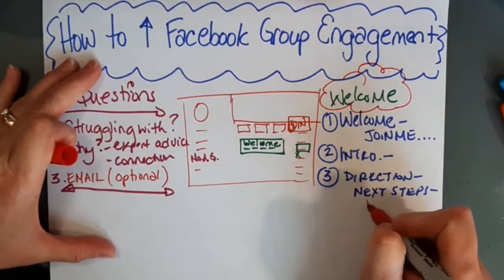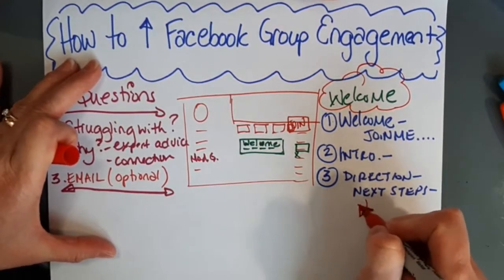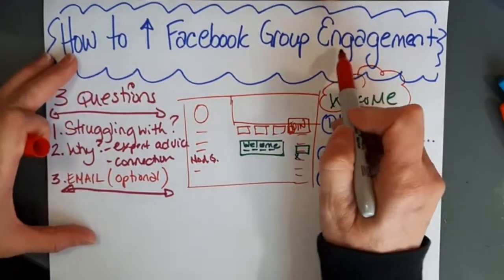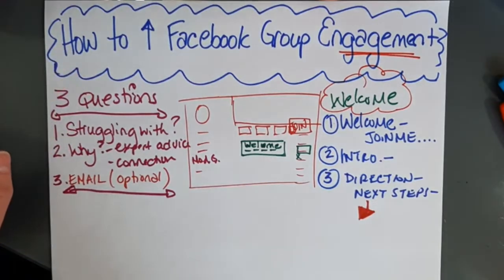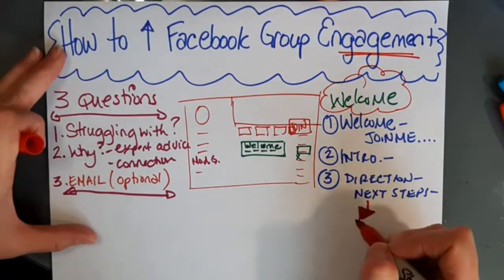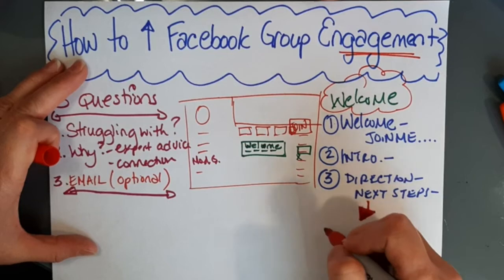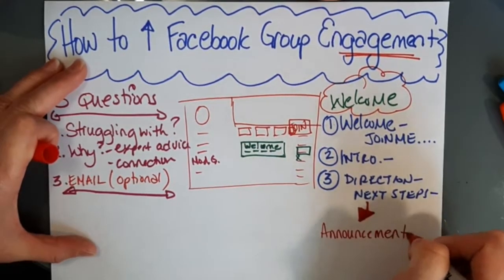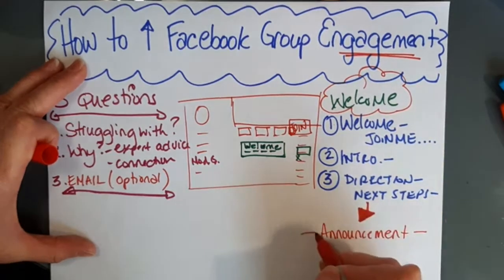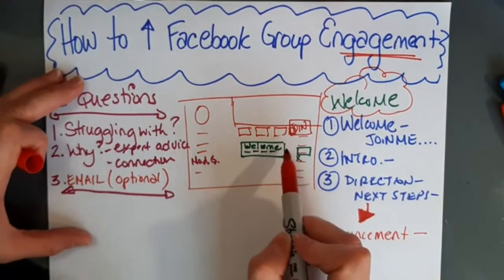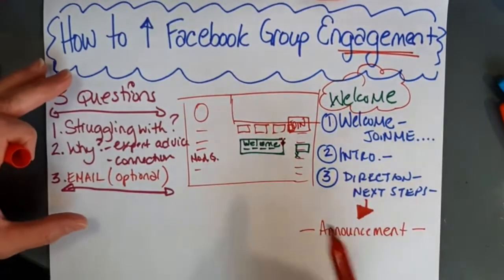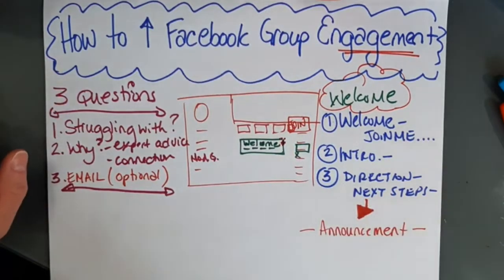It is letting them know how they can see your posts. And this is really what the engagement is all about. So I usually send them to an announcement. If you're not sure how to add an announcement, it is within a post. You can set your post as an announcement, and then it brings it to the top of the page.